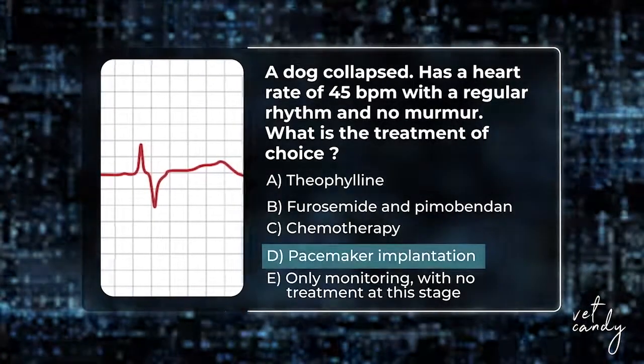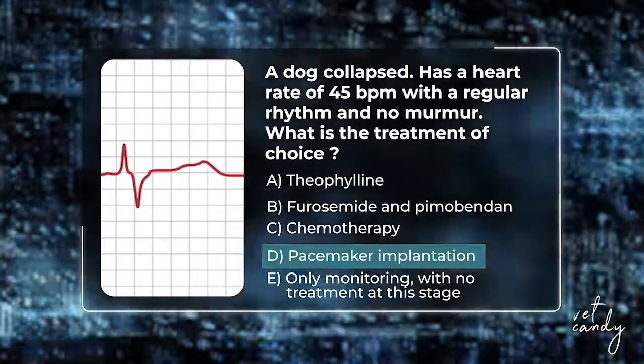How did you do? The correct answer was D, pacemaker implantation. Pacemaker implantation is necessary to restore a normal heart rate and stop the patient from collapsing. Up to 10% of dogs may spontaneously recover from their third-degree AV block. However, even if it were to happen, it's not possible to give a time frame, and immediate action is needed.